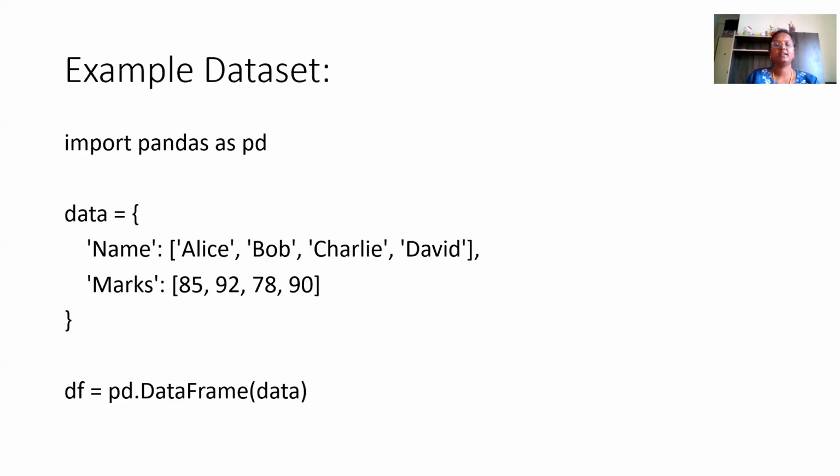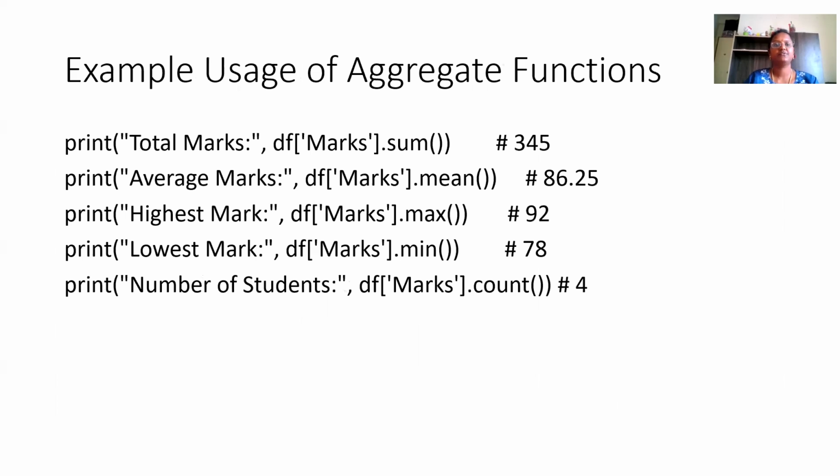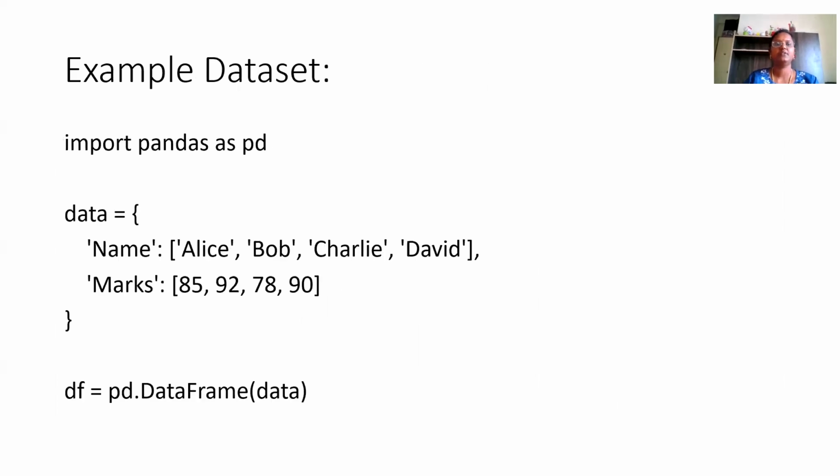The example data set. Let's see the use case for these aggregate functions. First thing is the example data set. Import the data using pandas. The syntax of this file is to extract the data set values. Here we have the data. In one column, we have names: Alice, Bob, Charlie, David. In one more column, we have the marks of the particular names: 85 for Alice, 92 for Bob, 78 for Charlie, and 90 for David.